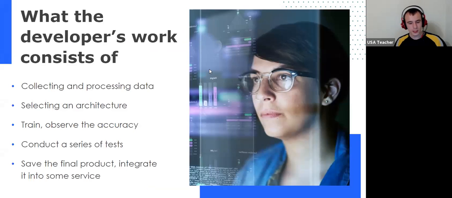For now, let's talk a little bit about what the developer's work consists of when we create neural networks. So far, we've talked about how neural networks are so amazing, they can learn on their own. However, if neural networks performed every single little function on their own, we would be out of work. So what do the actual developers do when they create neural networks?